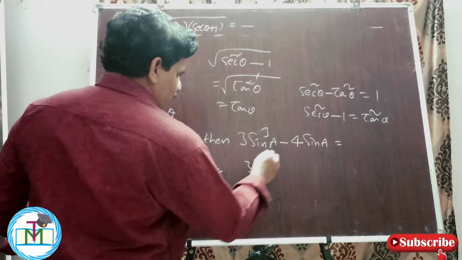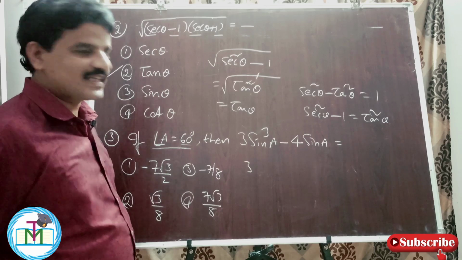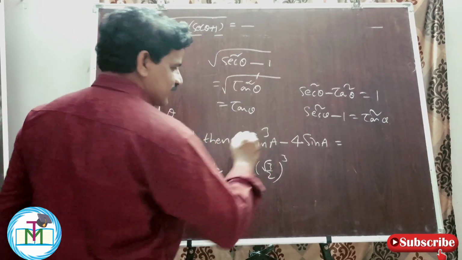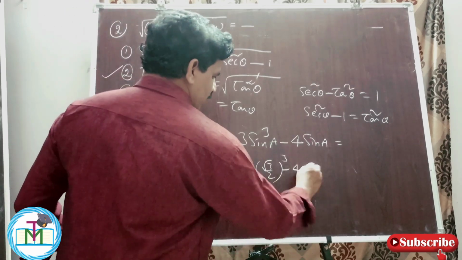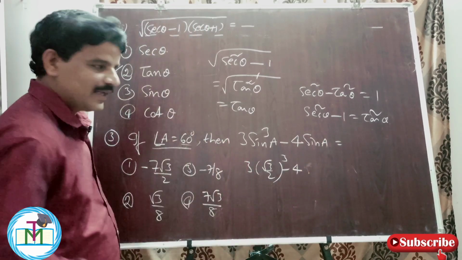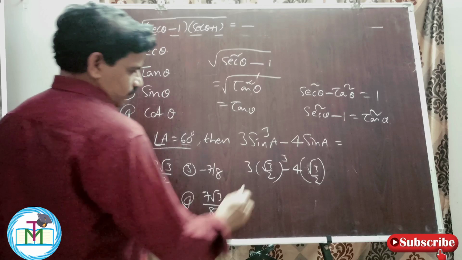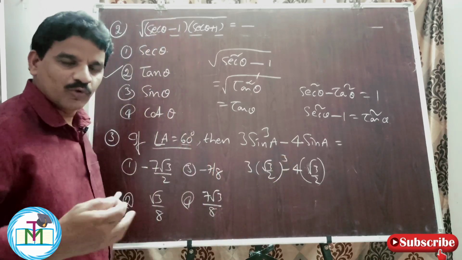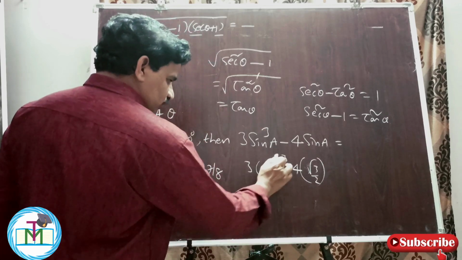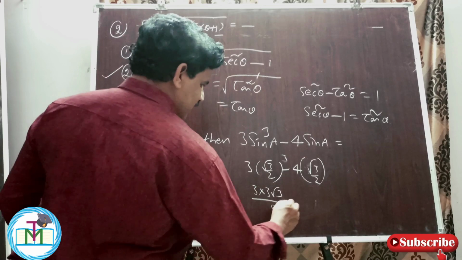Now 3 into, I put A equal to 60. What is sin 60? Root 3 by 2. Root 3 by 2 whole cube. Minus 4 into, again substitute 60 here, sin 60 is again root 3 by 2. Now root 3 whole cube is 3 root 3. So 3 into 3 root 3 divided by 2 cube, which is 8.